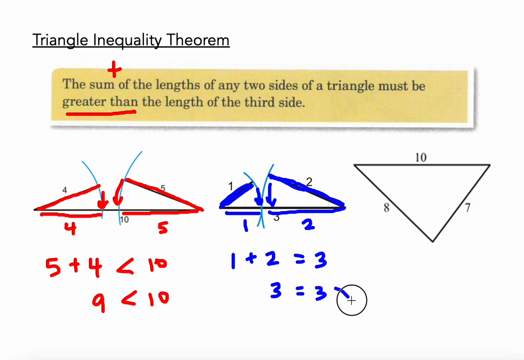Doesn't work. Okay. So if their sum is smaller or less than this third side, it doesn't work because it doesn't have enough. It needs just a little bit more to close up. And then if the sum is exactly equal to that side, it just becomes a straight line, and it doesn't close up to make a triangle. Okay, so it's very specific.